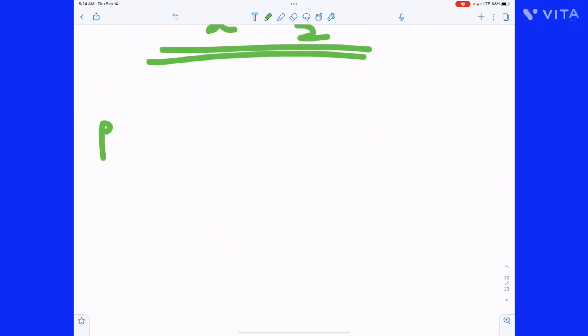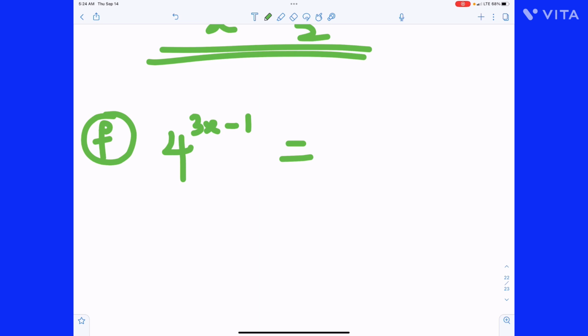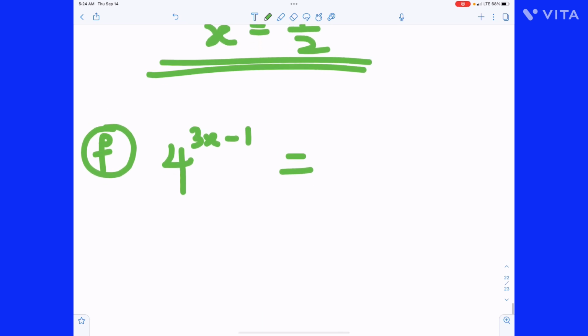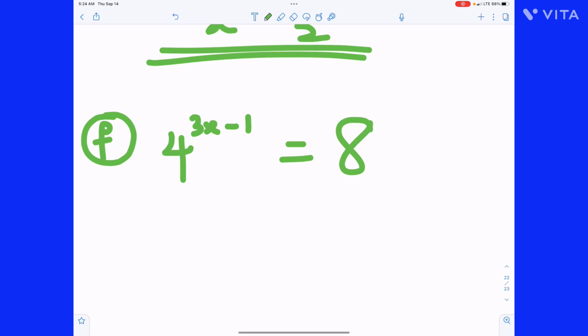I'll give you another question to do by yourself. 4 raised to power 3x minus 1 is equal to, let's say, okay, let's use 8 also, so that it can be easy to connect.